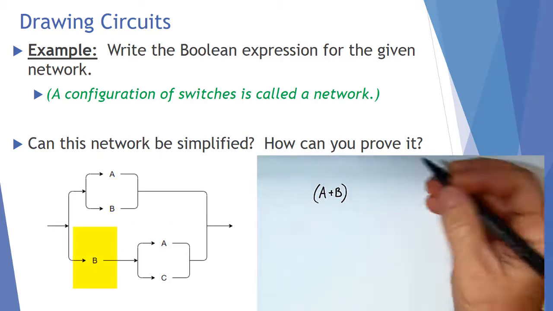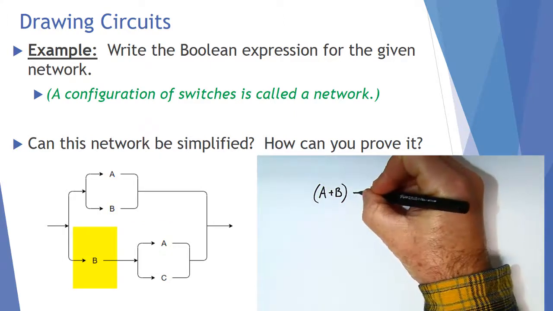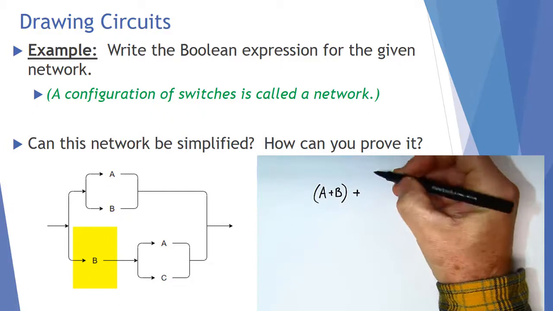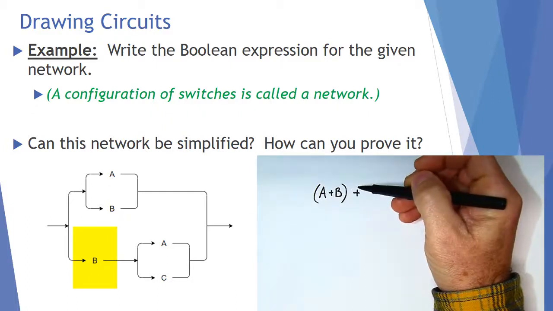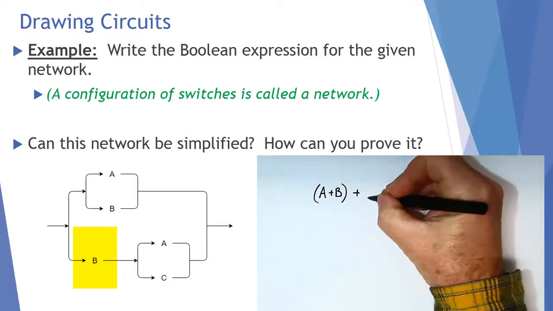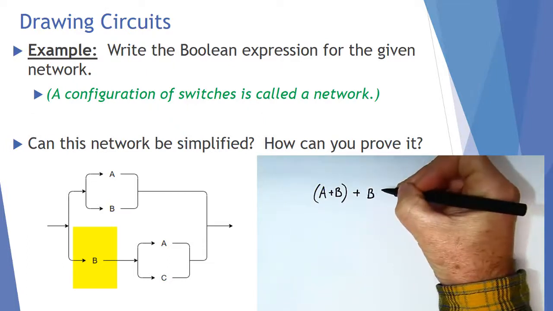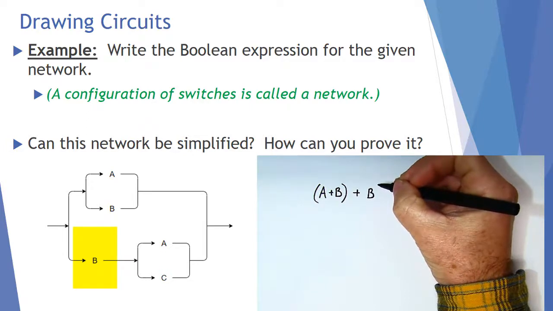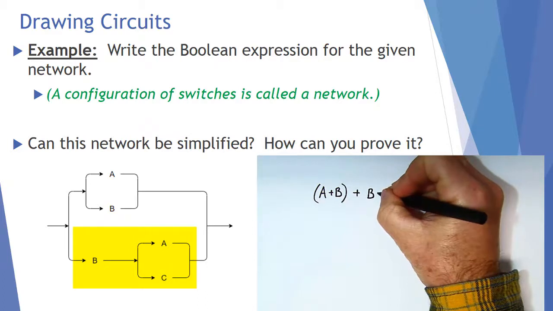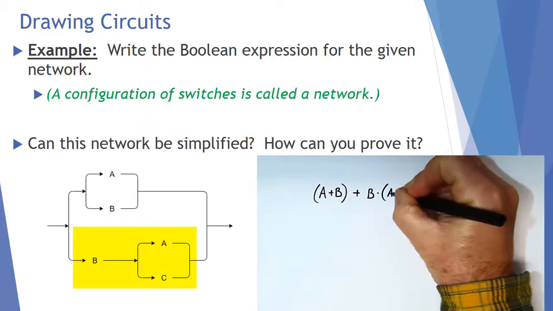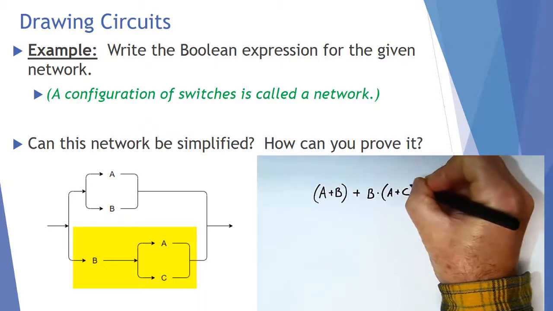Now that itself is in parallel with switch B, and so we can say that our current can flow through A or B, or it can go through this bottom branch and flow through B, but it won't flow through just B, right? It'll flow through B and either A or C, and so that should be B times A or C.